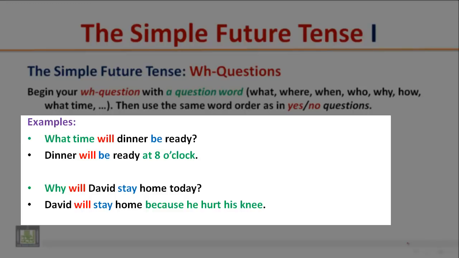Pay attention to the word order in WH questions. Begin your question with a question word, followed by will, followed by the subject, followed by the base form of the verb. Again, begin your question with a question word, followed by will, followed by the subject, followed by the base form of the verb.